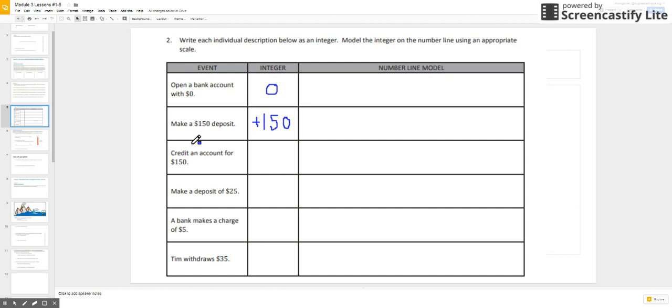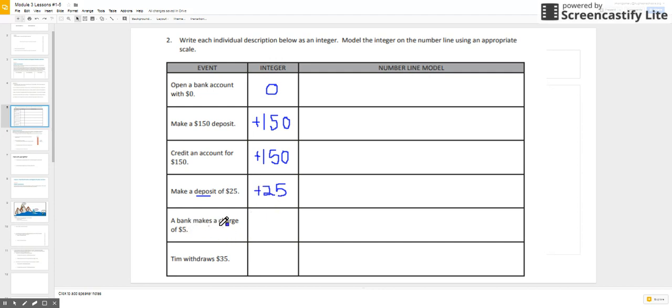When you get credited $150 to your account, when it's actually entered into your account from the bank side, that once again is a positive situation. When you're credited something, that is a positive situation. When you make a deposit, once again, the deposit is a positive situation. Remember, we don't need the plus sign in front of it. I'm putting the plus sign just to emphasize that these are positive situations, not negative. But for all the positive numbers, we really don't need these plus signs.